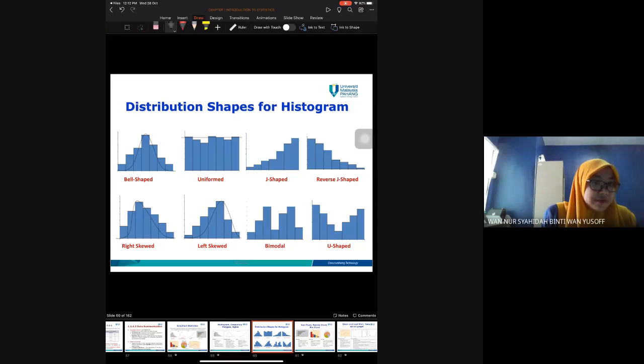When you have a histogram, these are the 8 common patterns for the histogram. So when you plot your histogram, try to compare with these common patterns, and then you know the shape of your data.